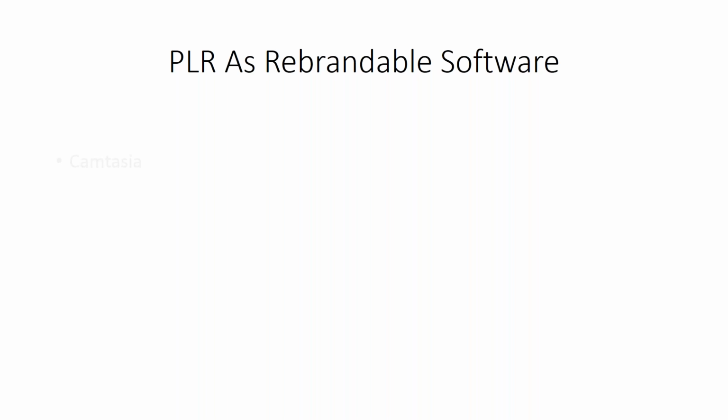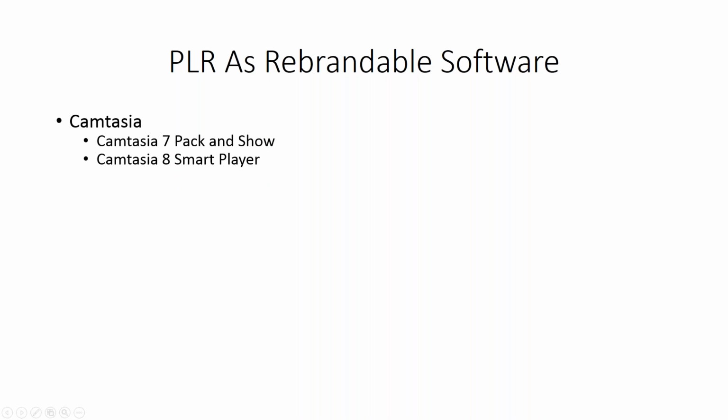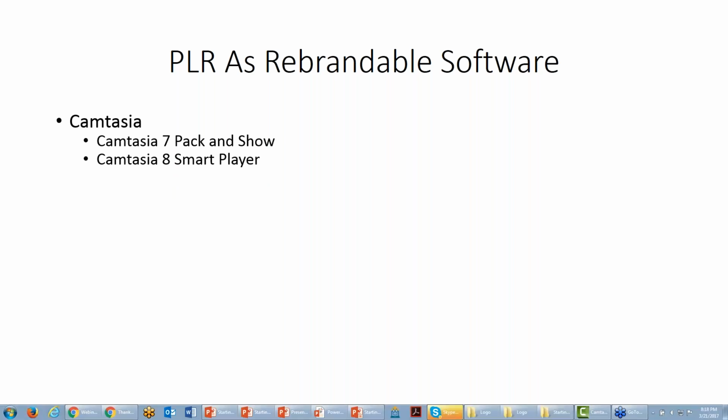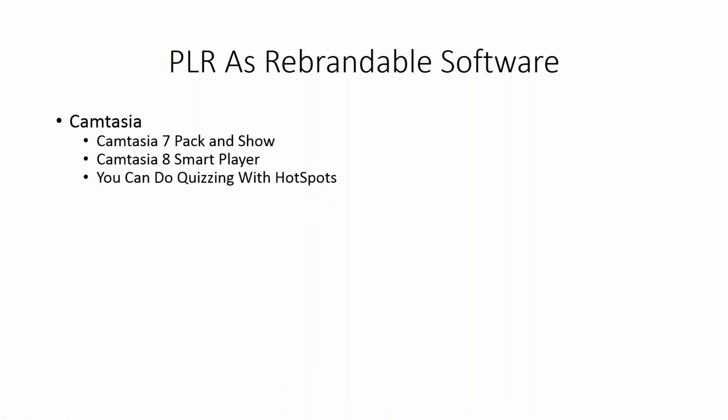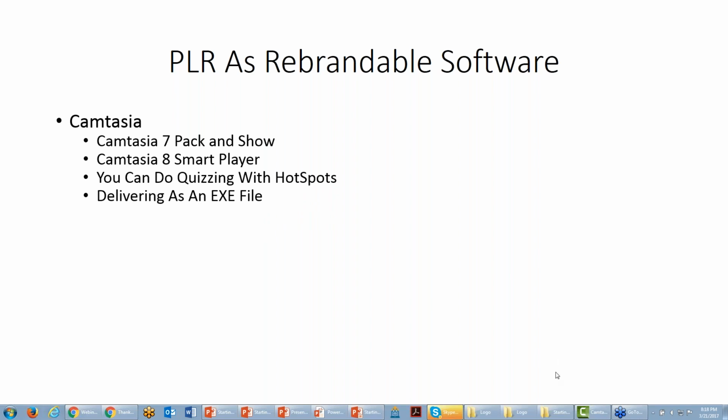Okay, so let's talk a little bit about taking your PLR and turning it into rebrandable software. Let's talk first about how you do it with Camtasia. I mentioned this briefly. There is in Camtasia 7 called the pack and show command, and in Camtasia 8 called the smart player. I'm going to show you that here in a minute. You can also use in Camtasia quizzing with hotspots, and what you're going to be doing is delivering this as an exe file. Let me show you this.